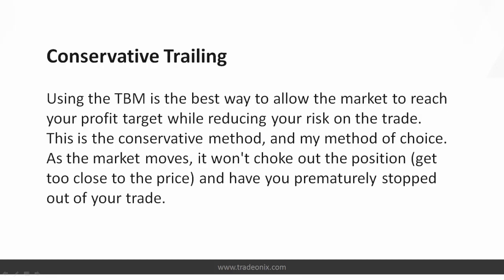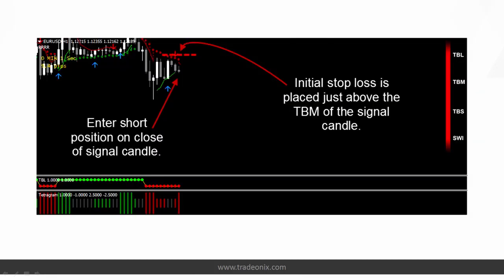Conservative trailing. Now, using the TBM is the best way to allow the market to reach your profit target while reducing your risk on the trade. This is the conservative method, and it's my method of choice. As the market moves, it won't choke out the position, get too close to the price, and have you prematurely stopped out of your trade. This image shows the initial stop loss being placed just above the TBM of the signal candle.